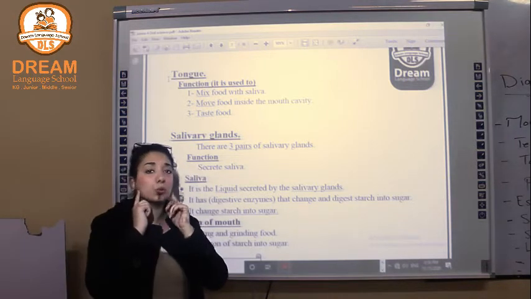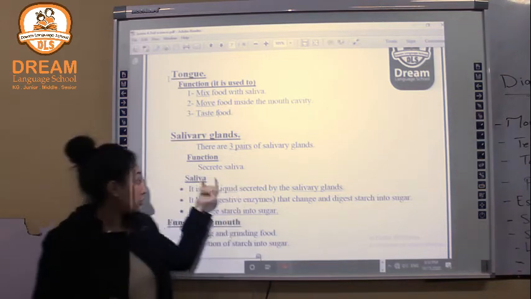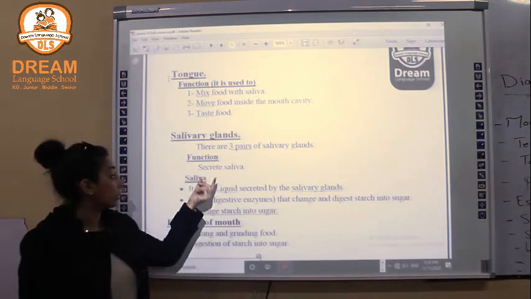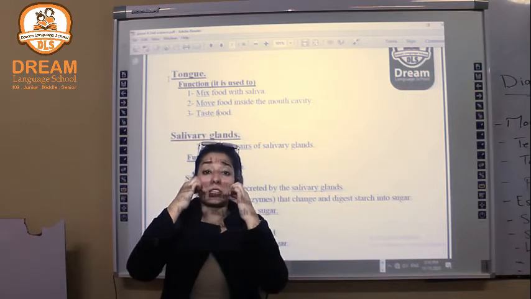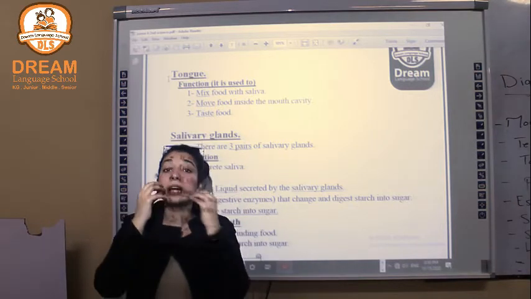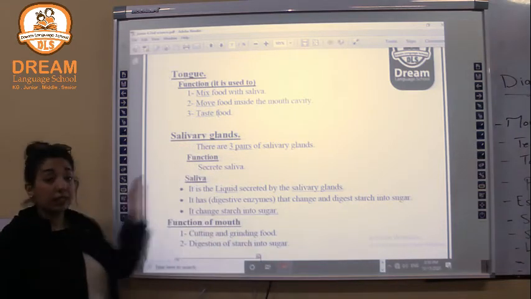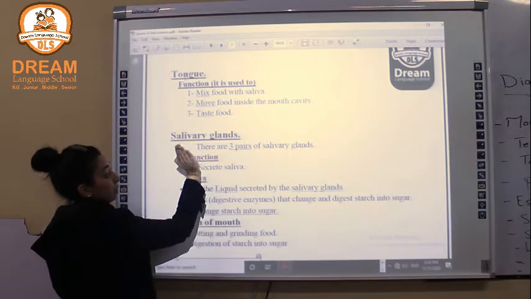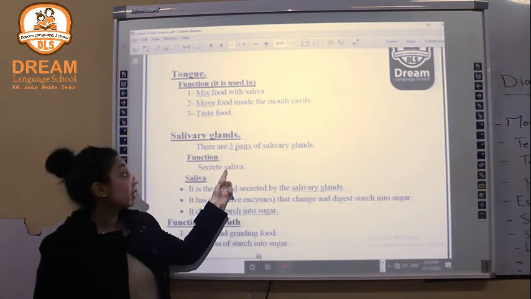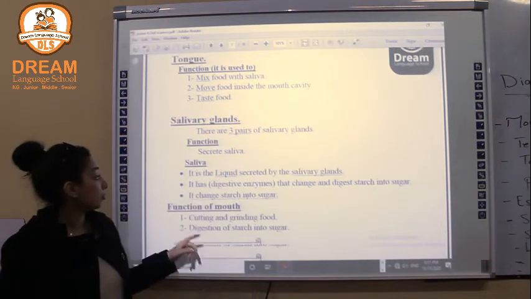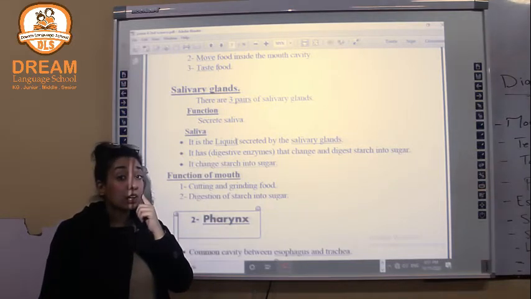What do the salivary glands do? They secrete saliva. To secrete means to get out the saliva. Saliva is the liquid inside our mouth. It's not water, it's a liquid called saliva. Saliva comes from the salivary glands. Salivary, saliva. So the salivary glands secrete saliva.